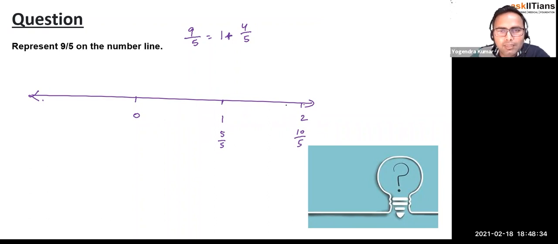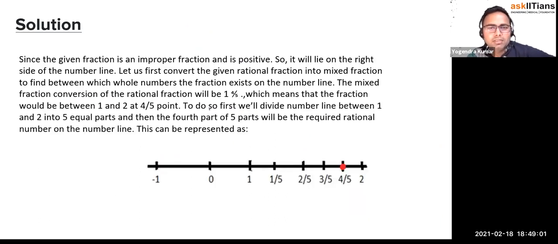So 1 is there, and then this part I need to divide into equal parts, 5 parts. So 1, 2, 3, and 4. 1, 2, 3, 4, 5 parts, right? So this is 6 by 5. This is 7 by 5. This is 8 by 5. This is 9 by 5. So this is the location we got, 9 by 5, which is nothing but 1 plus 4 by 5. So this is the location we got for this number, right?